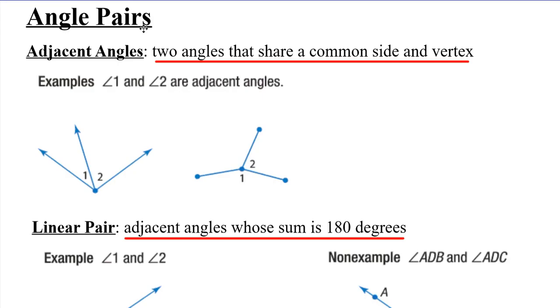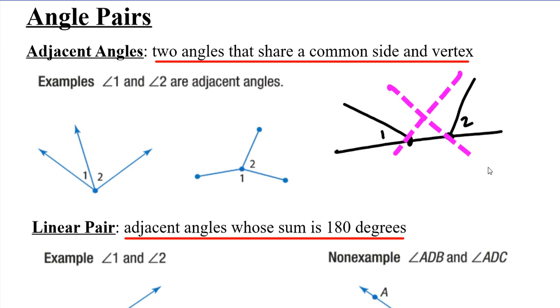Other vocabulary: angles can also come in specific pairs. If they are next to one another, we call them adjacent angles. So two angles that share a common side and a vertex. Angles 1 and 2 here are adjacent. An example of a non-adjacent pair would be if I had something like this. If this was angle 1, and then over here this was angle 2. Those would no longer be adjacent because they do not share a common vertex. So those are not adjacent.